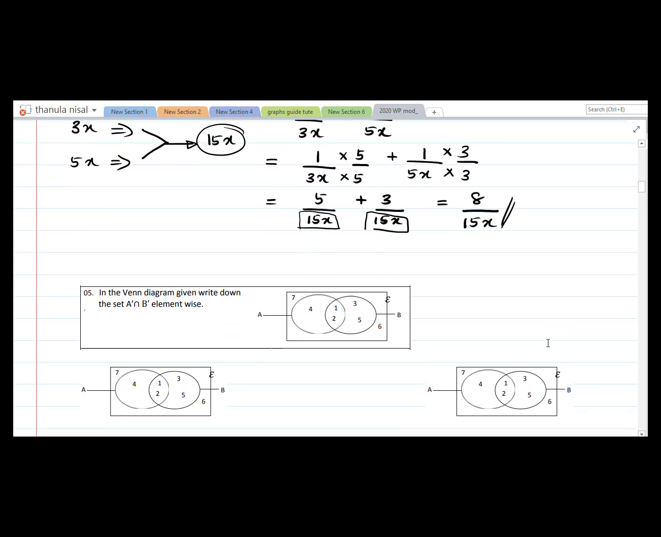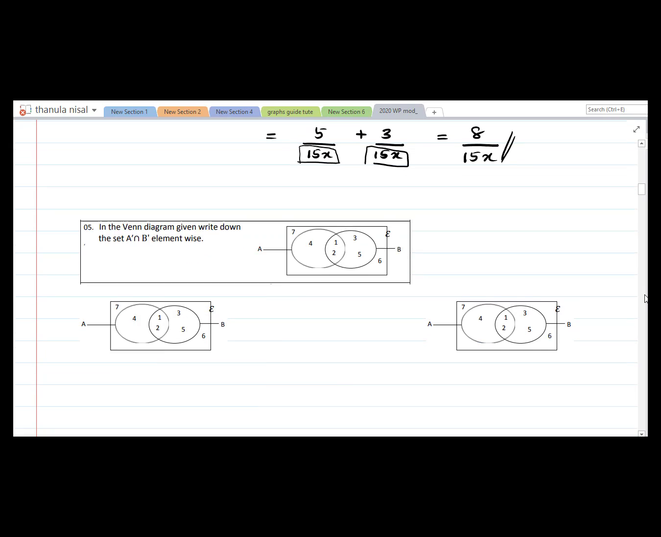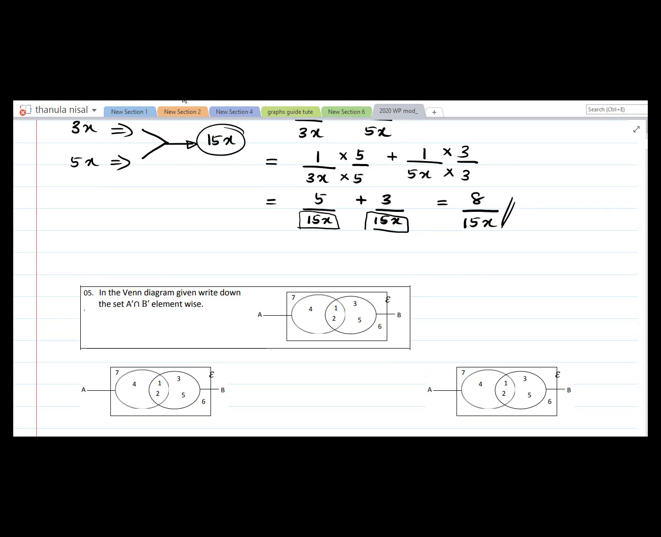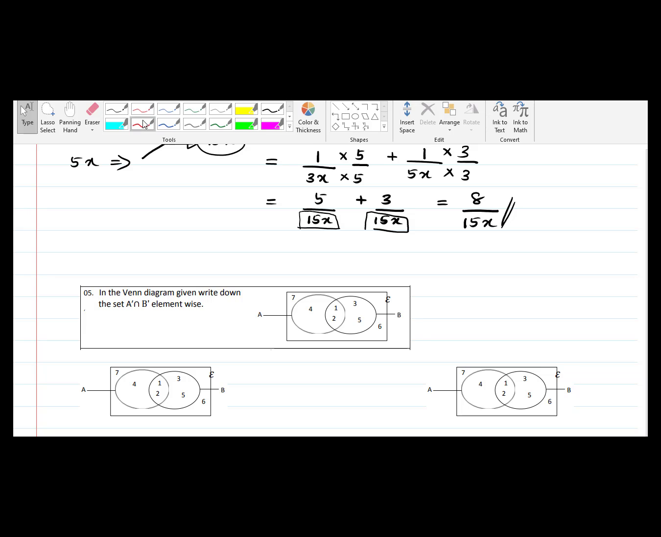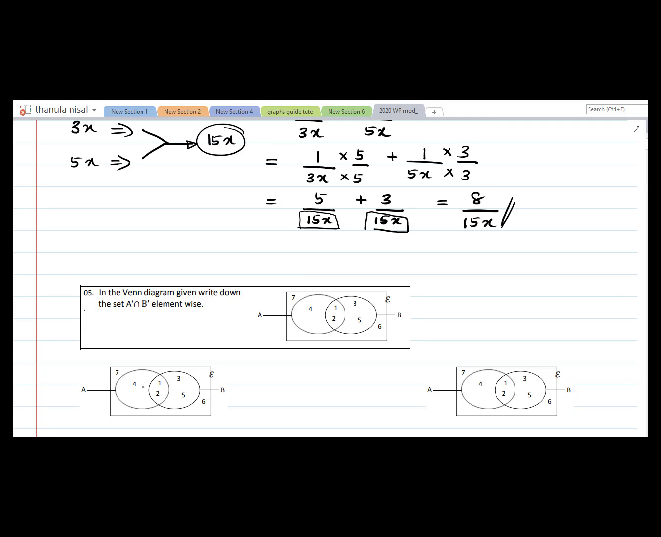Hope it's clear. Let's jump to question number 5. They have given a Venn diagram. We want to recognize the notation given here. It is known as A dash intersection B dash. So how to do that? I am going to mark them. I'll mark A dash using this color. A dash means without A. Here you can see the terms without A.